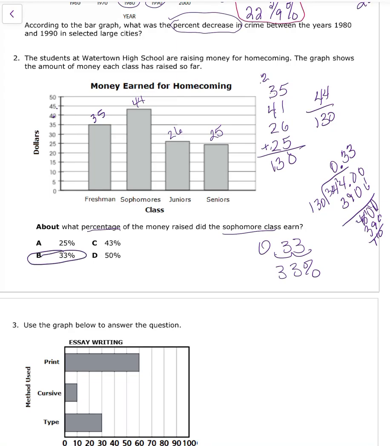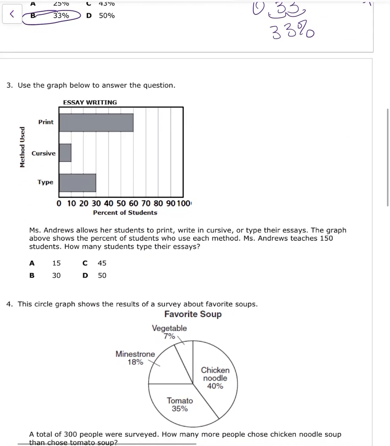So notice what I did, right? I started dividing, and then I used my answer choices to help push me through, so I didn't have to think too much about the dividing, because I was dividing by a 3-digit number. Your answer choices are there, so you might as well use them to help make your math easier, right? All right, number 3.